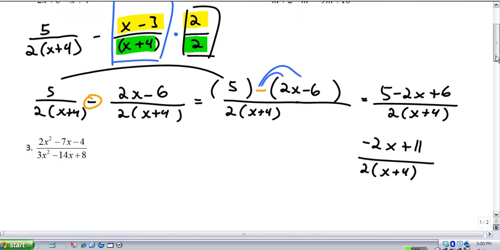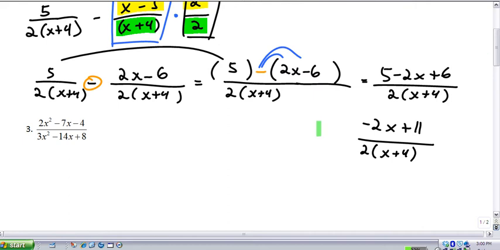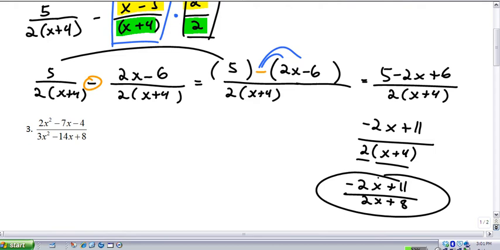If you can't cancel anything out, like there's obviously not a 2 sitting in the numerator as a factor, or an x plus 4, then I want you to multiply that denominator together and put it in standard form. So you get negative 2x plus 11 over 2x plus 8. Okay, that's your final answer.